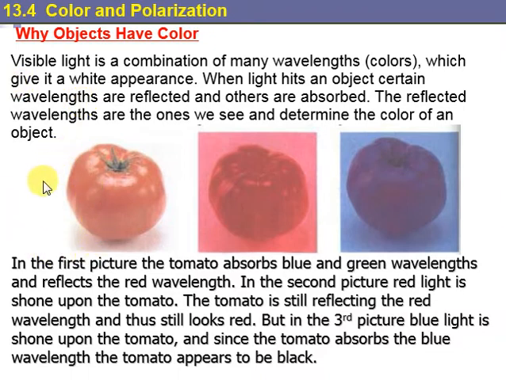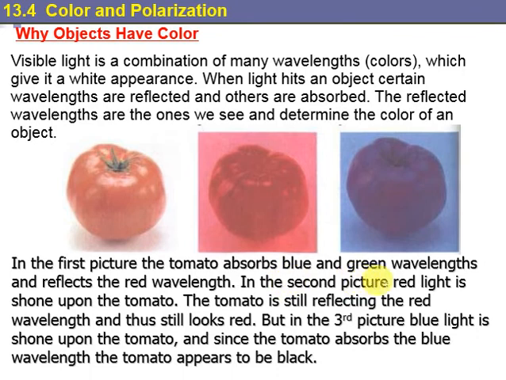Here we have a tomato. Under white light, we will see it normally red. In the first picture the tomato absorbs blue and green, all the other colors, and reflects only red. In the second picture, we are shining only red. We are putting, for example, this tomato in a place where there is no white light at all, only red light, so the tomato will appear red because it will reflect this red light back into our eyes.